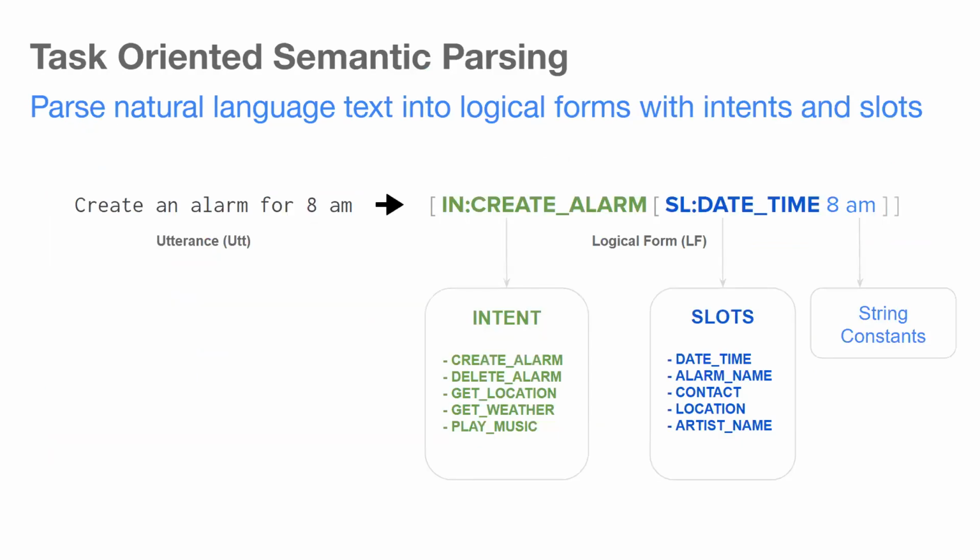This work focuses on task-oriented semantic parsing, which requires converting natural language utterances into logical forms with intents and slots. Intents specify the high-level goal of the utterance, for example, creating an alarm, and slots specify the finer-level details, for example, the date time of the alarm, where slot arguments are strings grounded in the input utterance.